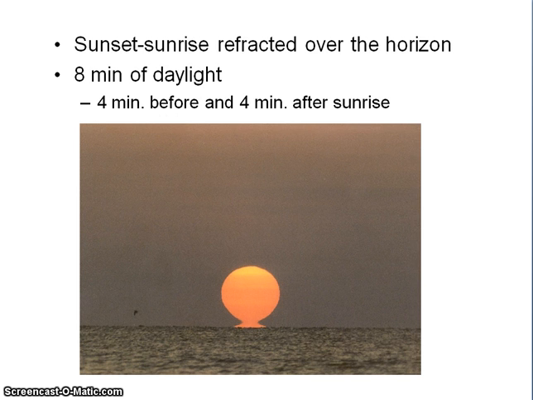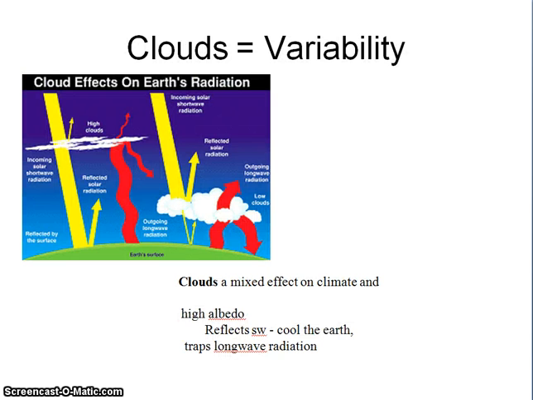It also talks about this extra 8 minutes of daylight that we get as the sun has actually set, but what we're seeing is the refraction of sunlight 4 minutes after sunset and before the sun actually rises. We don't actually see the sun, we just see a refraction.